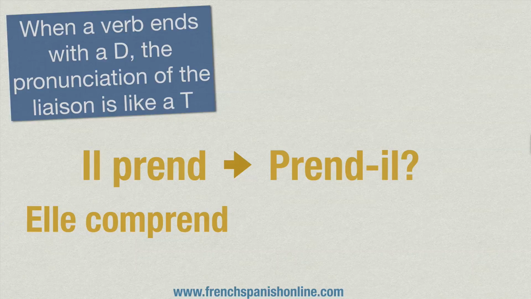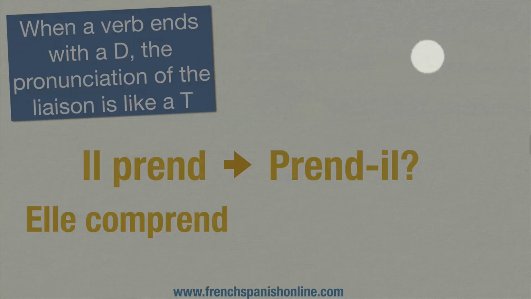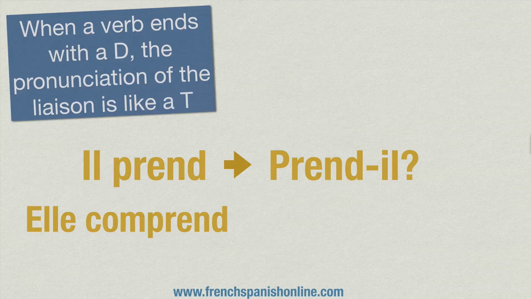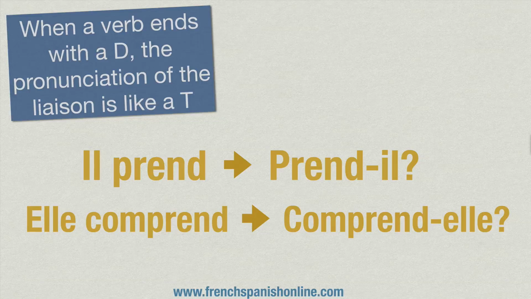The same thing for elle comprend, she understands. We've got a D at the end of the verb. So we are going to pronounce it like a T to make the liaison. And we've got comprend-elle, comprend-elle. So again, in this case, you don't need to write an additional T.